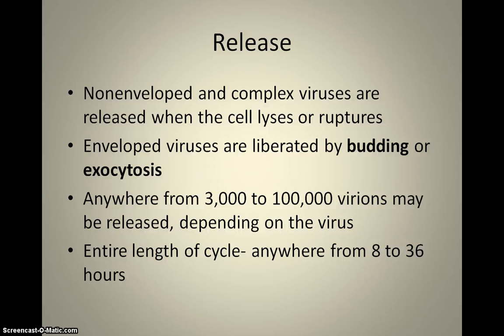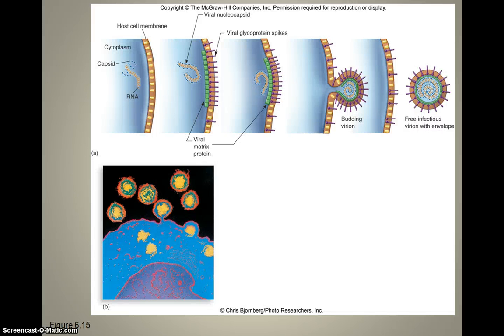If you're an enveloped virus, remember you take some of your host envelope with you. So you undergo something called budding or exocytosis, and sort of like a bubble comes off with the nucleocapsid on the inside. Now, depending on the type of virus, within one host cell, you can make anywhere from 3,000 to 100,000 new viruses released. And the cycle of this whole process can be anywhere from 8 to 36 hours.